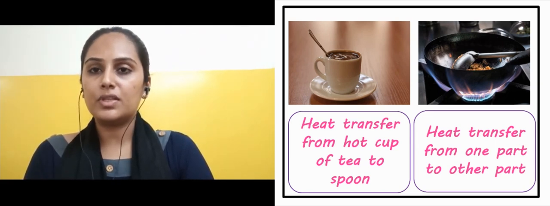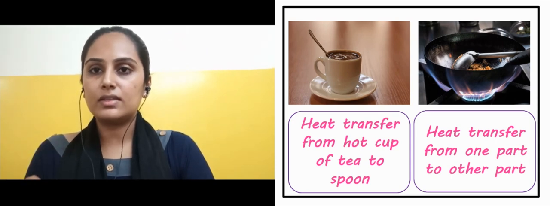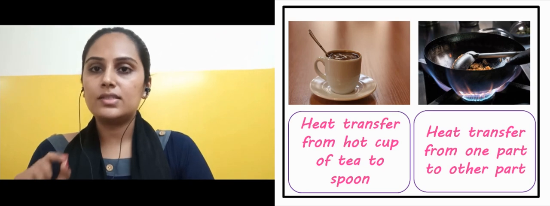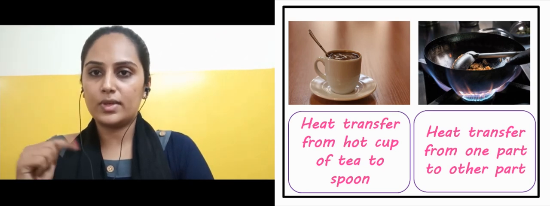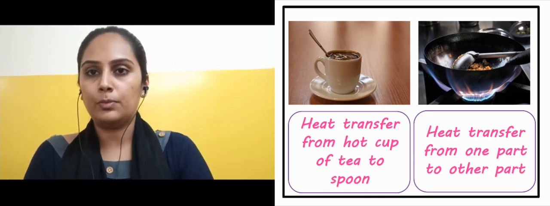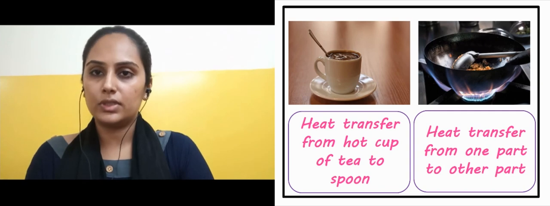Next one is heat transfer from one part to another. In this, this vessel is kept on a gas stove and a big spoon is kept in that vessel. Gas stove is switched on, heat starts transferring to that vessel, and from the vessel it transfers to that big spoon. So that is transfer of heat from one part to another.